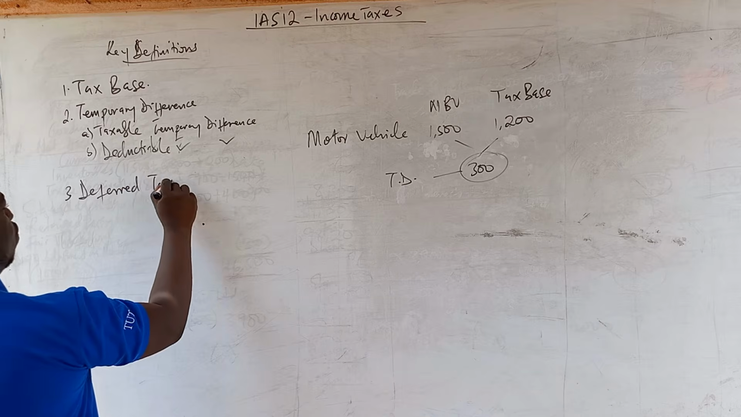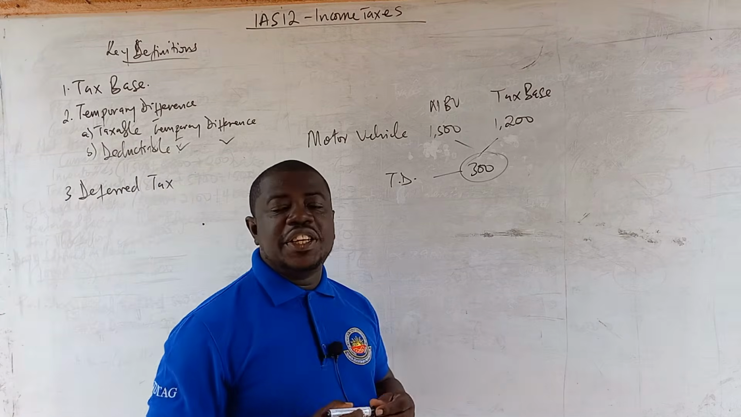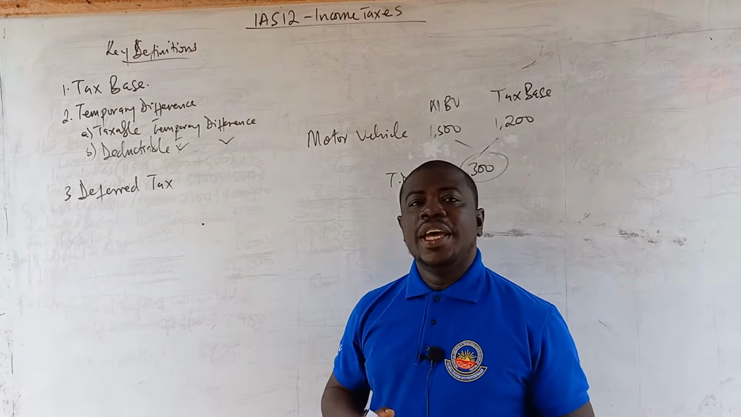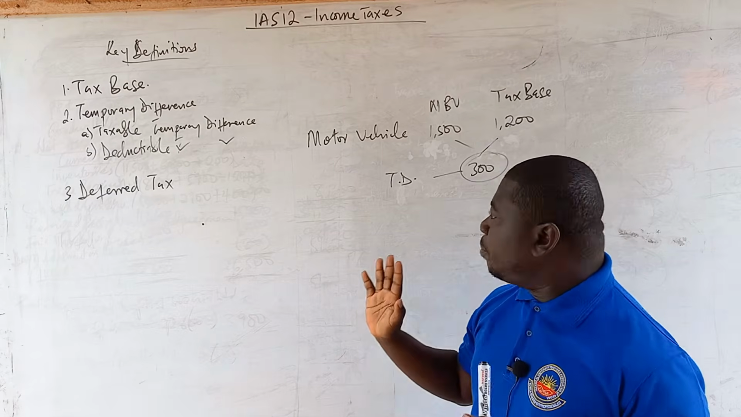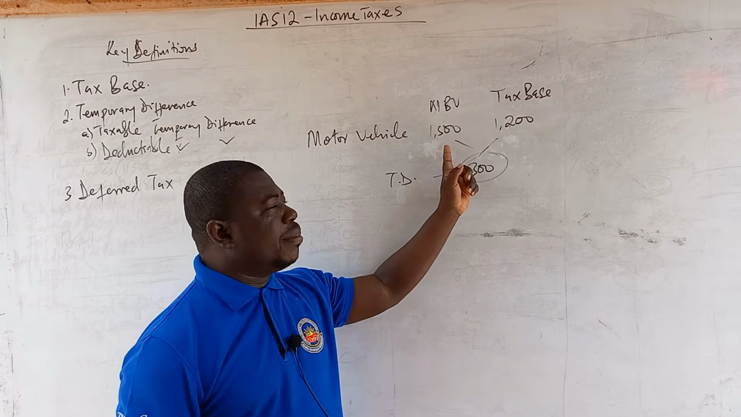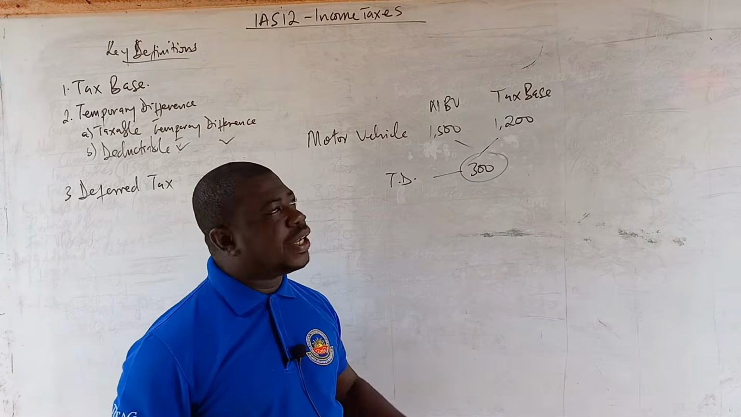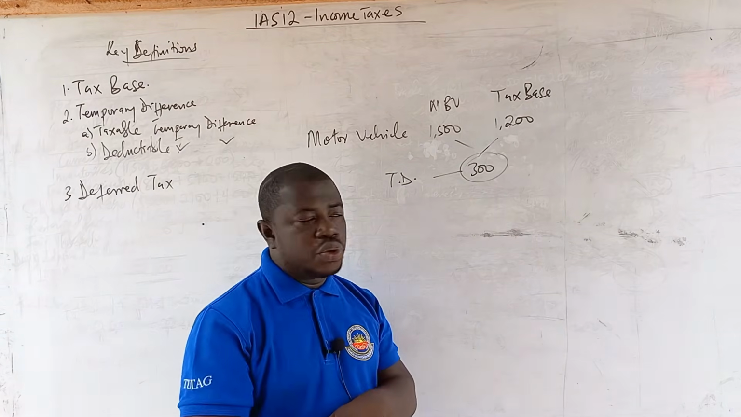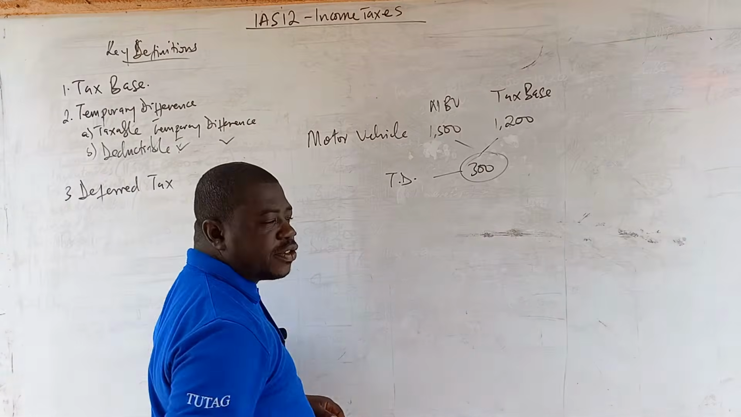Now, deferred tax. Deferred tax is simple. Let me make it practical. You see that the carrying amount of this asset is 1,500. The tax base is 1,200. So we have a temporary difference of 300.